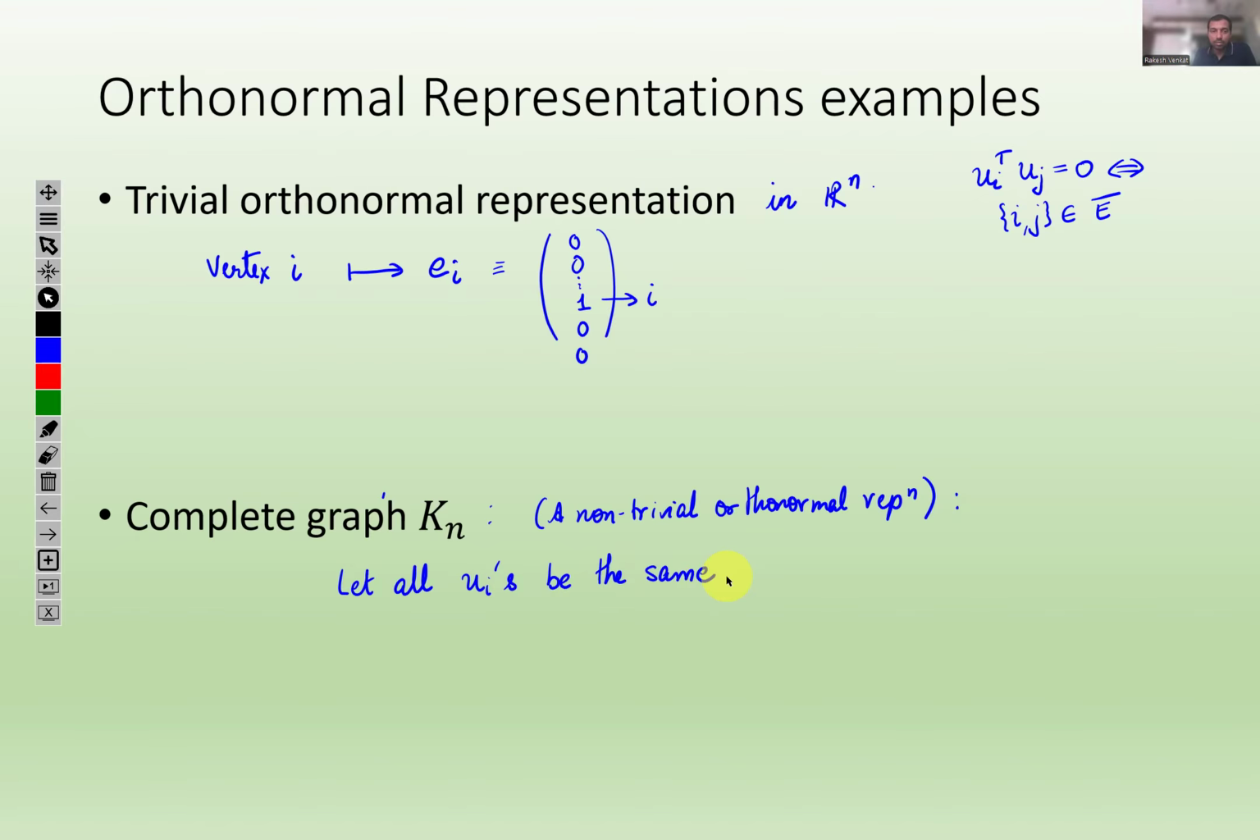Okay, you could maybe set it to be E1. Doesn't matter. So here's a non-trivial orthonormal representation, and this works for the complete graph, but not for others. And if you look at the opposite, which is the empty graph, then the trivial orthonormal representation is the only representation possible for that graph, because you want every pair to be orthonormal.